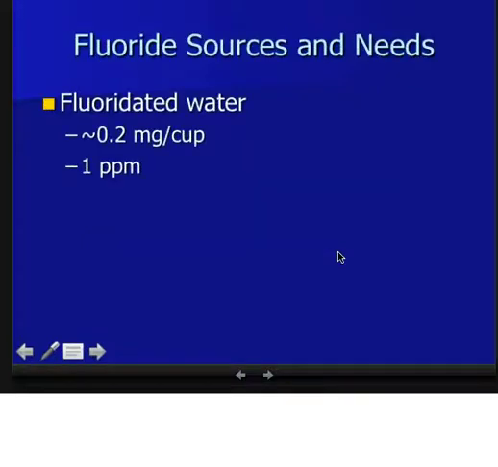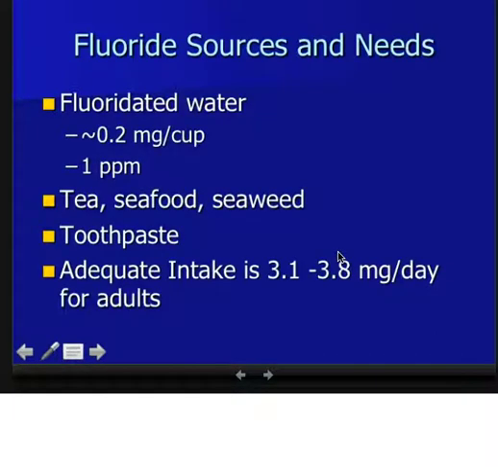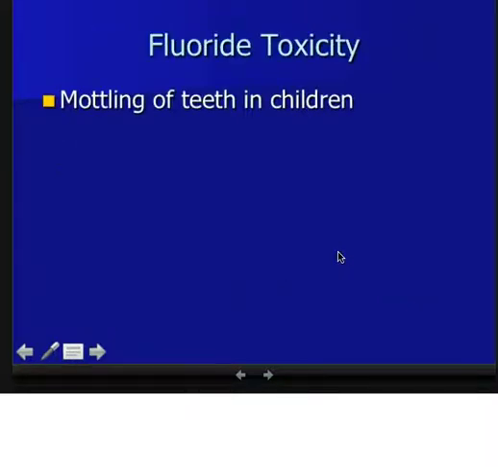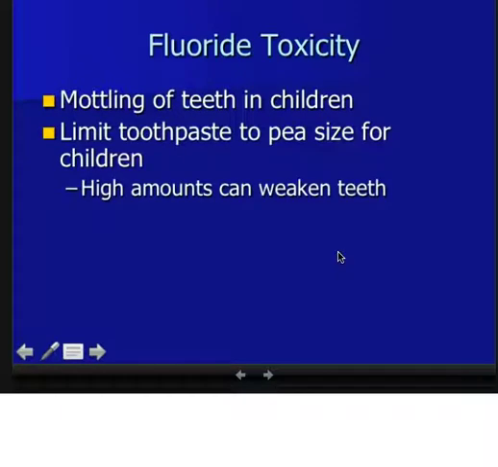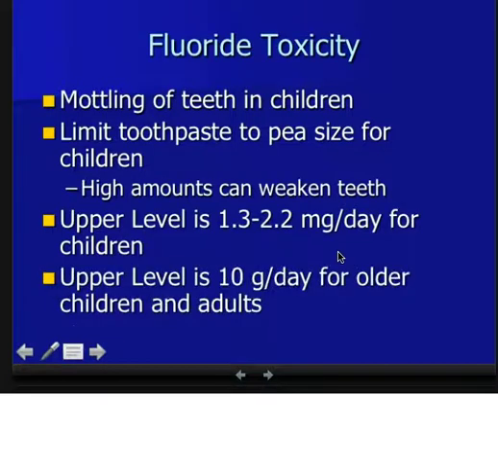What are our sources? Fluoridated water, which has about 0.2 milligrams per cup, which is about the same as 1 part per million. We also find it in tea, seafood, seaweed, and toothpaste. Adequate intake is 3.1 to 3.8 milligrams per day for adults. Toxicity can result in mottling of teeth in children. We want to limit toothpaste to pea sizes for children because high amounts can actually weaken the teeth. And the upper level is 1.3 to 2.2 milligrams a day for children, with an upper level of 10 milligrams per day for older children and adults.